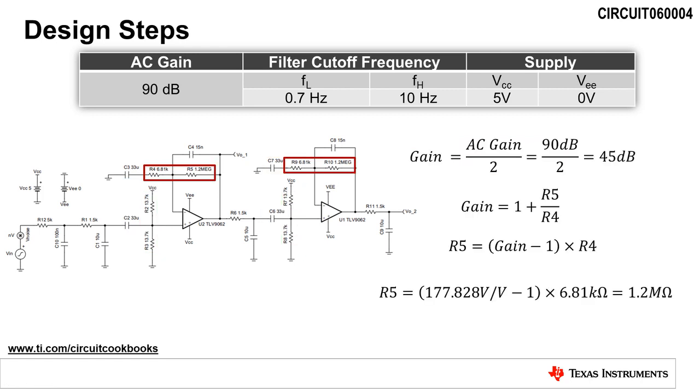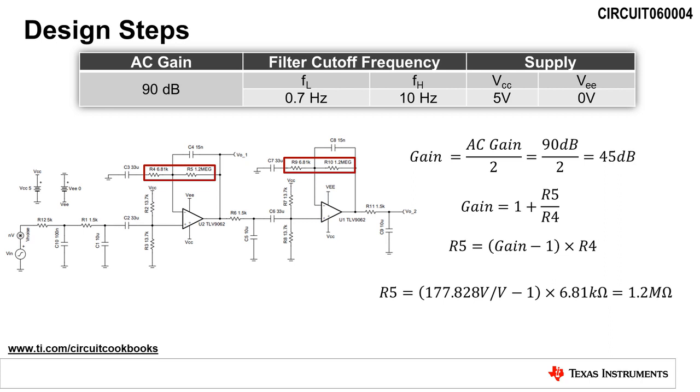The next step is to set the gain of the circuit. Since this circuit uses two gain stages, we will divide the total AC gain equally between the two stages. Therefore, each gain stage must have a gain of 45 dB, or 177.828 volts per volt. The gain of the first stage amplifier is set using resistors R4 and R5, and the gain of the second stage is set using resistors R9 and R10.